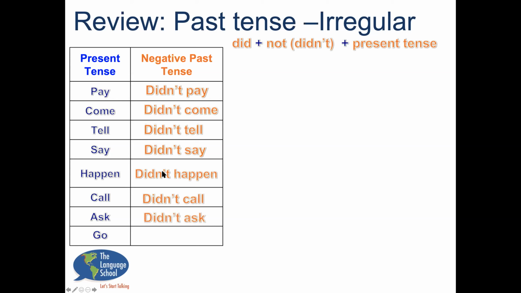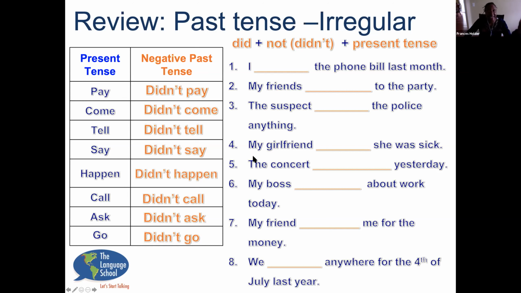Go. Didn't go. Excellent. And you know, instinctively, especially if we're Spanish speakers, we want to say didn't paid. We want to say didn't came. But English doesn't work like that. A lot of people say didn't went. That's not how it works. We just keep that main verb in its base form. In that respect, it's easy.